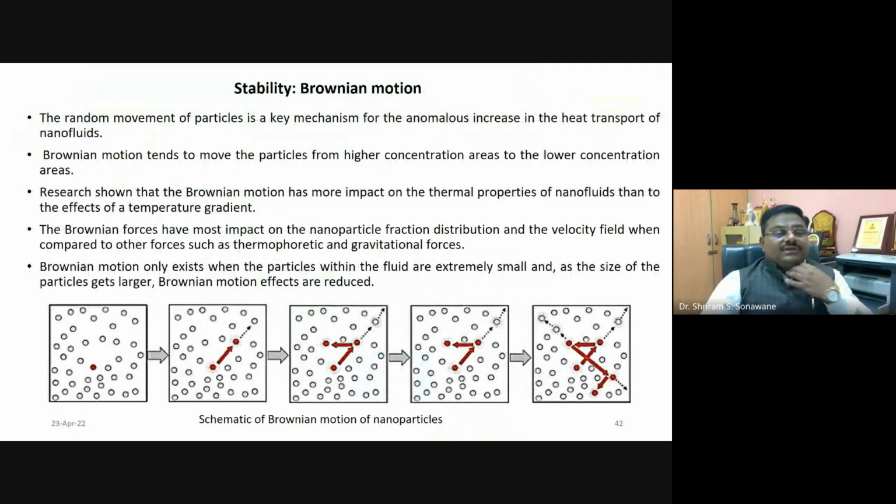This Brownian motion, basically the random molecular movement of a particle, is a key mechanism for which the anomalous increase in the heat transport of nanofluid happens. So Brownian motion tends to move the particles from higher concentration areas to the lower concentration areas. And research has shown that Brownian motion has more impact on the thermal properties of nanofluids than the effects of a temperature gradient.